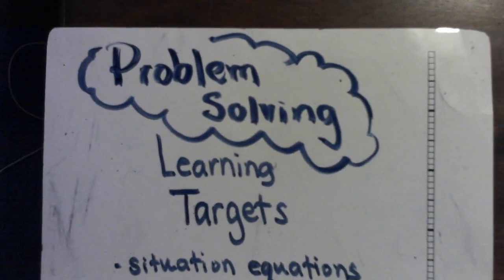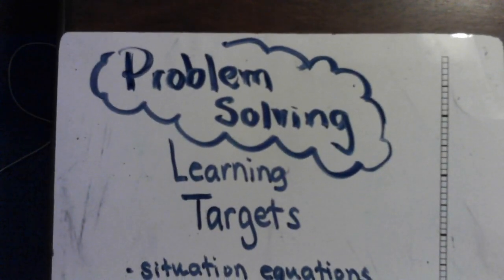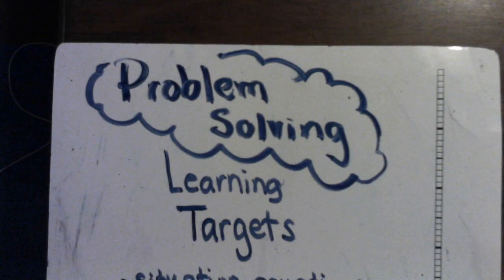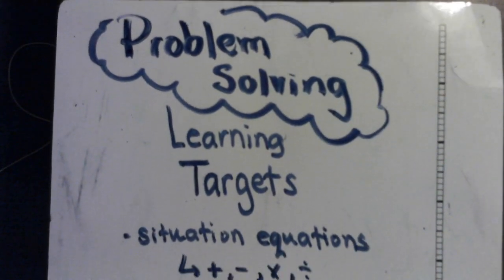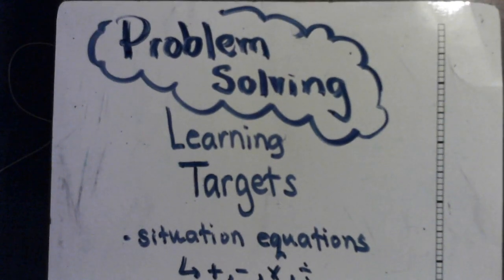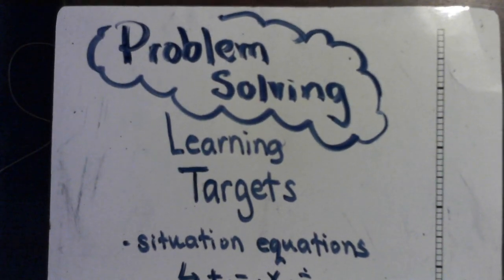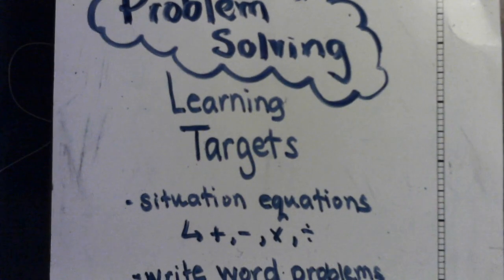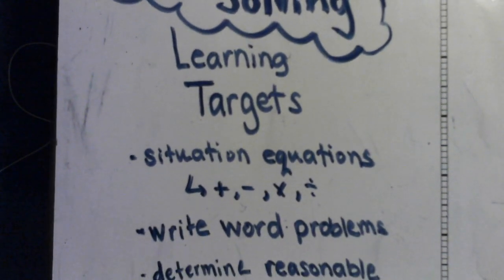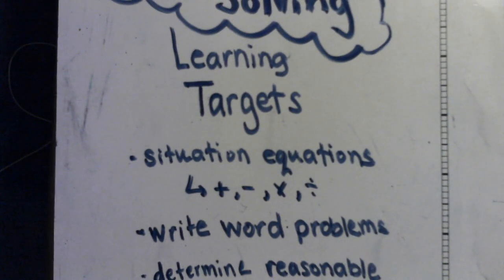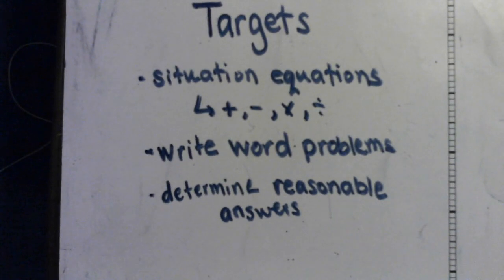Hello, mathematicians. Today we're starting Unit 6, which is some new learning for us. This is all having to do with problem solving. Our learning targets are to focus on writing situation equations, and we're going to learn what those are. And we're going to do situation equations for all 4 of our operations. Then we're going to practice writing word problems based off of an equation that we're given. And lastly, we're going to talk about determining reasonable answers.